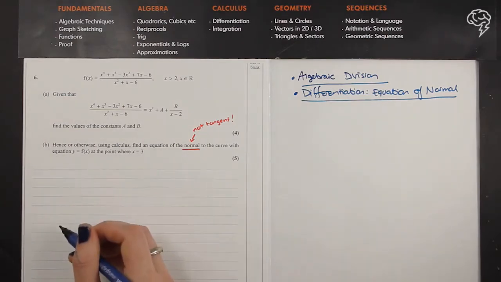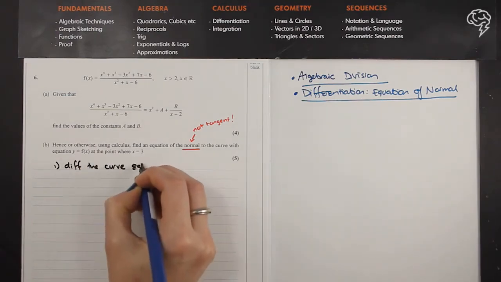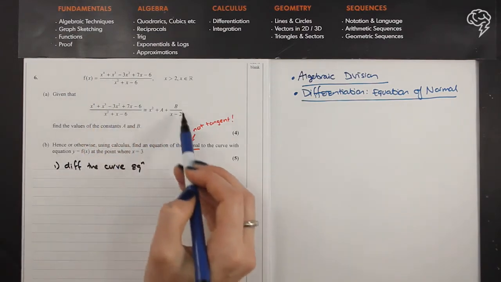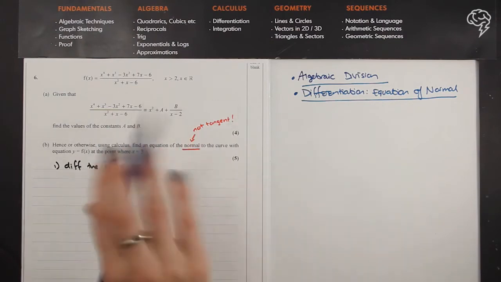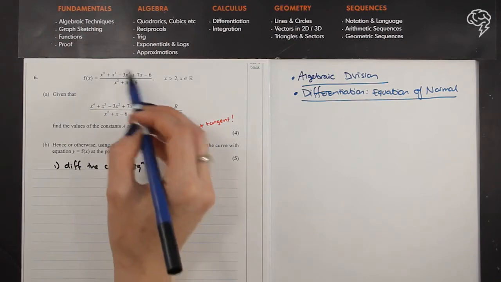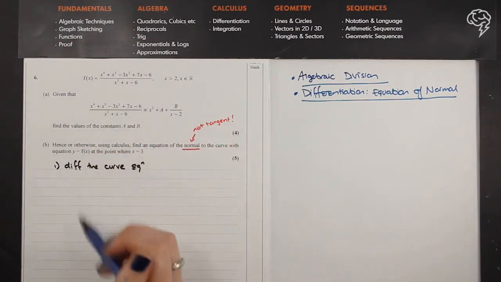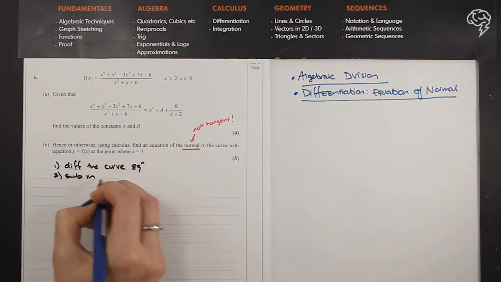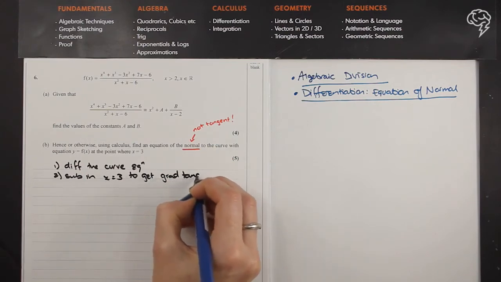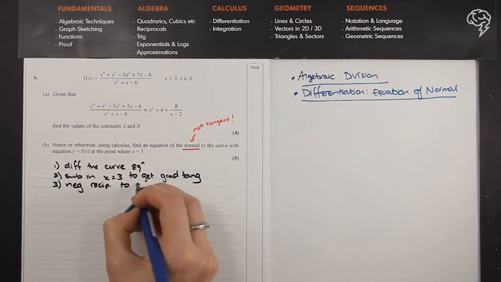How do we find the equation of a normal to a curve? First, we differentiate it. Do we know the curve equation? f of x, yes we do. We don't know it written in a more simplistic form because we messed up part A, but we do actually know the curve. So we could differentiate the curve using the original form. We differentiate the curve, sub in x is 3 to get the gradient of the tangent. Then we flip that upside down and take the negative reciprocal to get the gradient of the normal.